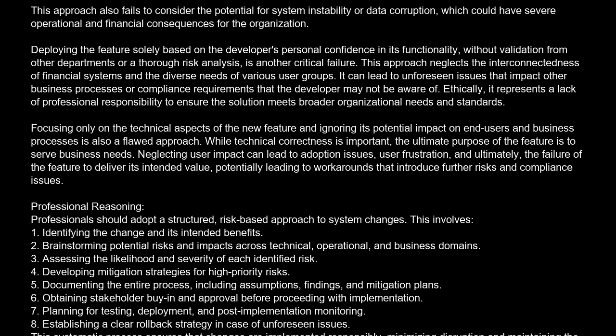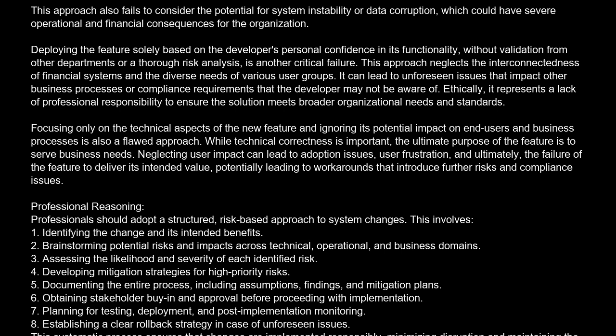Professional reasoning. Professionals should adopt a structured, risk-based approach to system changes. This involves: 1. Identifying the change and its intended benefits. 2. Brainstorming potential risks and impacts across technical, operational, and business domains. 3. Assessing the likelihood and severity of each identified risk. 4. Developing mitigation strategies for high-priority risks. 5. Documenting the entire process, including assumptions, findings, and mitigation plans.